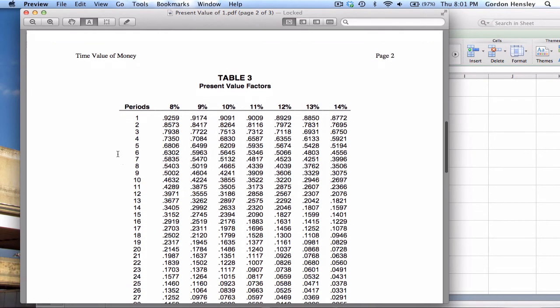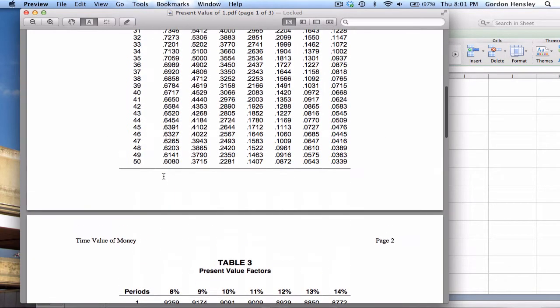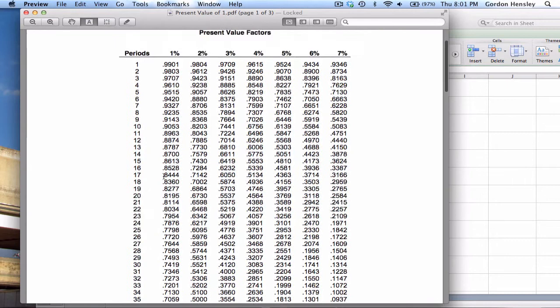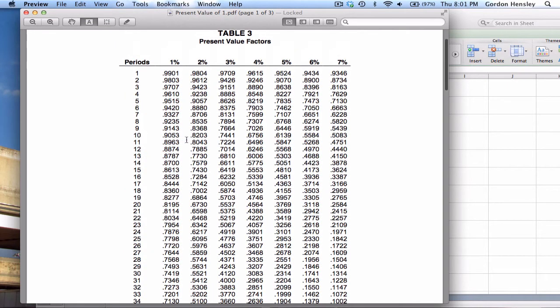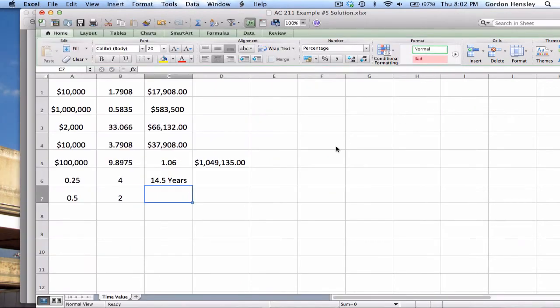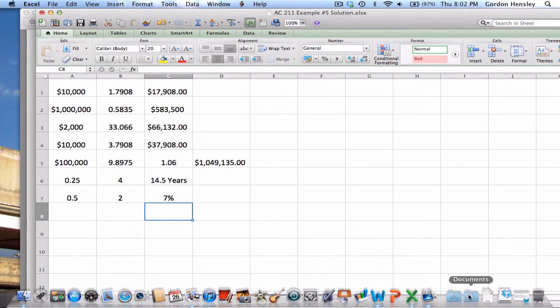I'm going to look down here at 10. And I want to find the closest thing to 0.5. Now, already these numbers are too low. So let me go up here and look at 10. Looking for the closest thing to 0.5. Here's the 10th line. Now, when I get to the 7% column, I see 0.50. That's about as close as I can get to 0.5. So that insinuates that the answer is 7%. So I'm going to go ahead and write that down. 7%.